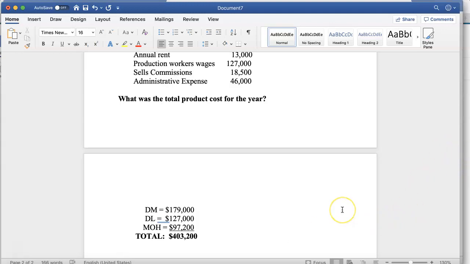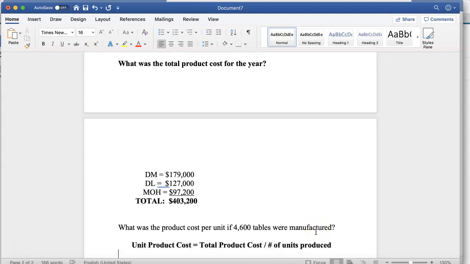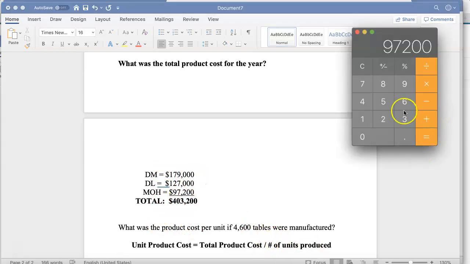Now the next question is, what was the product cost per unit if 4,600 tables were manufactured? So all we have to do here is use this formula for unit product cost, and we take the total product cost and divide it by the number of units produced. So let's take our calculator here and take the total product cost of $403,200 and divide it by the number of tables we produced, 4,600.